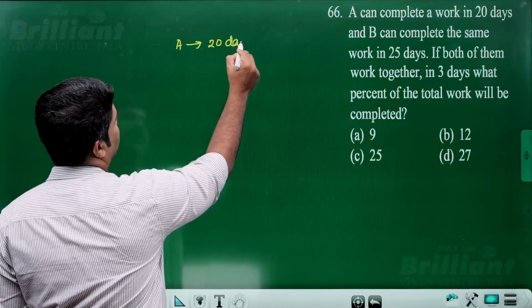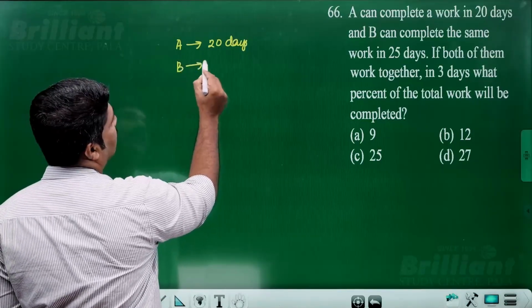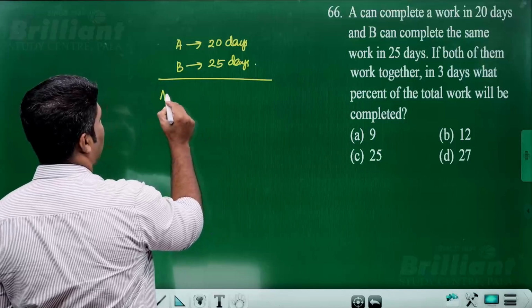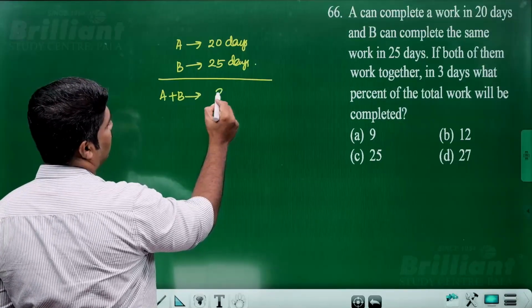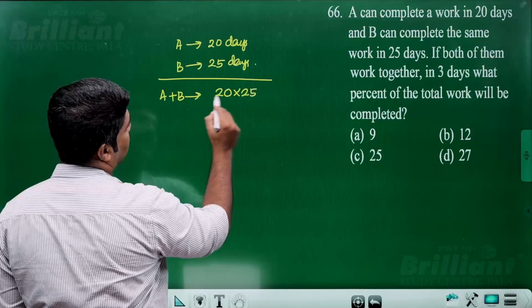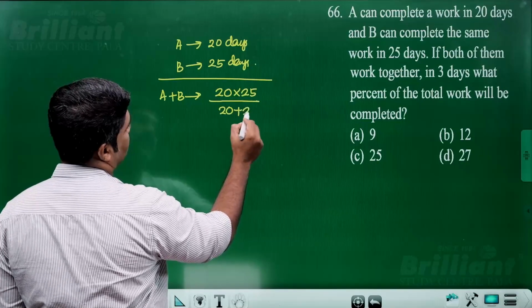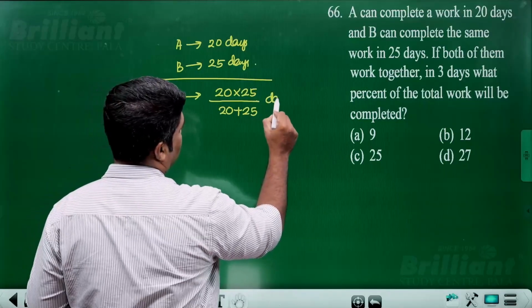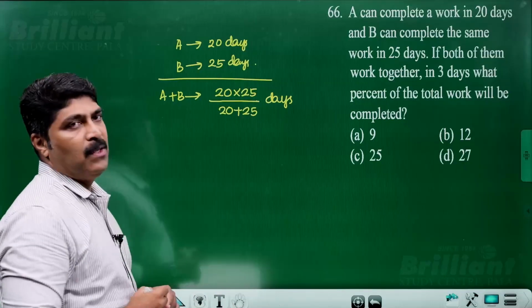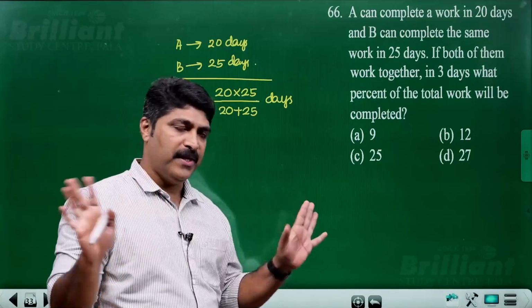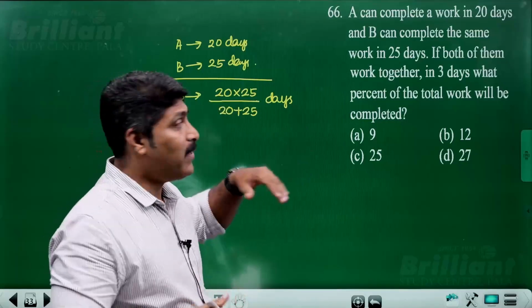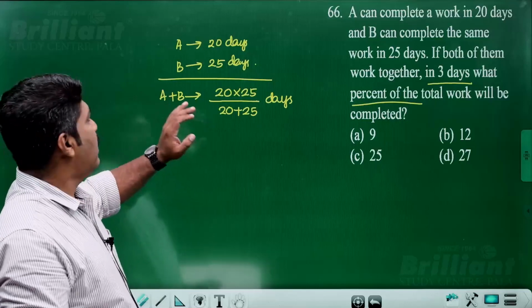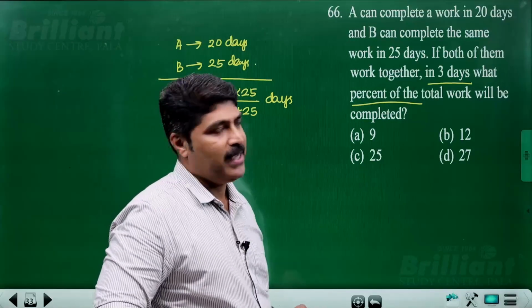A required 20 days and B required 25 days. Then A and B together required, directly we can apply xy by x plus y. That's a direct result. That means 20 into 25 by 20 plus 25 days. They together required this as the total time to finish the work. But we have to find out in 3 days what percentage of the total work they completed. A plus B is 20 into 25 by 20 plus 25 days.